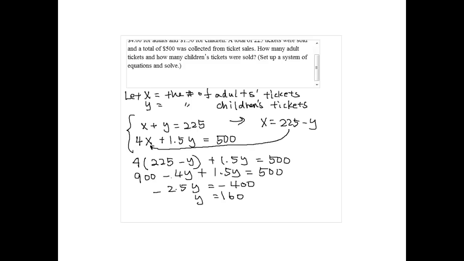To find X, we substitute Y equals 160 into the top equation. So X plus 160 equals 225. So X equals 65. So we have 160 children's tickets, and we have 65 adult tickets.